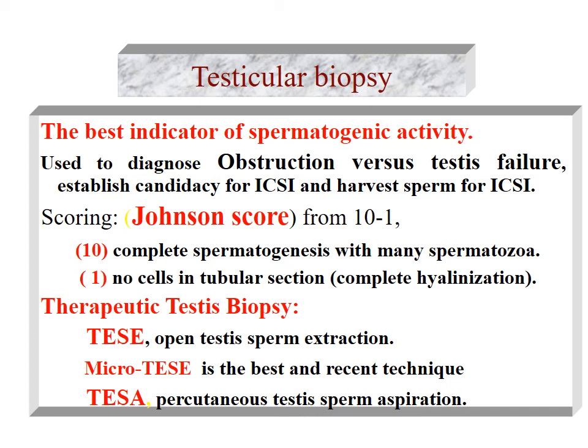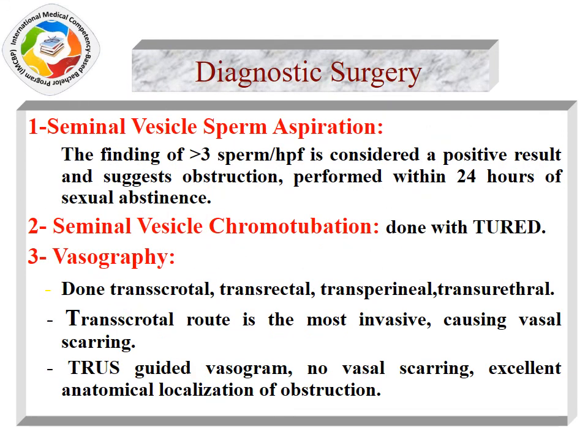What is therapeutic testicular biopsy? Testicular biopsy can be obtained through different techniques. First, TESE, an abbreviation of open testicular sperm extraction. Micro-TESE is an abbreviation for microscopic testicular sperm extraction. TESA means percutaneous testicular sperm aspiration. Seminal vesicle sperm aspiration can also be done. It is considered positive if there are more than 3 sperm per high power field. If we want to do it, we must ask the patient to avoid sexual activity for about 20 days.